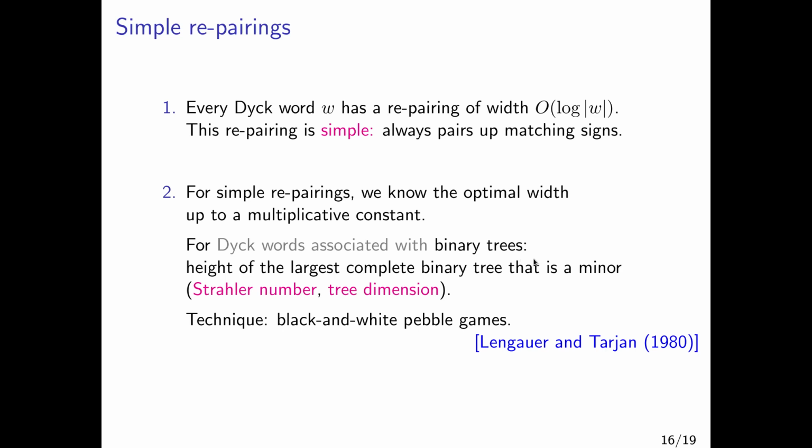And then more generally, if you have an arbitrary binary tree, then you look at the largest complete binary tree somewhere inside. And this is something called the Strahler number, or the tree dimension of the tree, and that will be the answer. So it requires work to establish this, and there is a nice connection with black and white pebble games due to Lengauer et al., but that is actually insufficient. This restriction to simple repairings is actually quite restrictive.